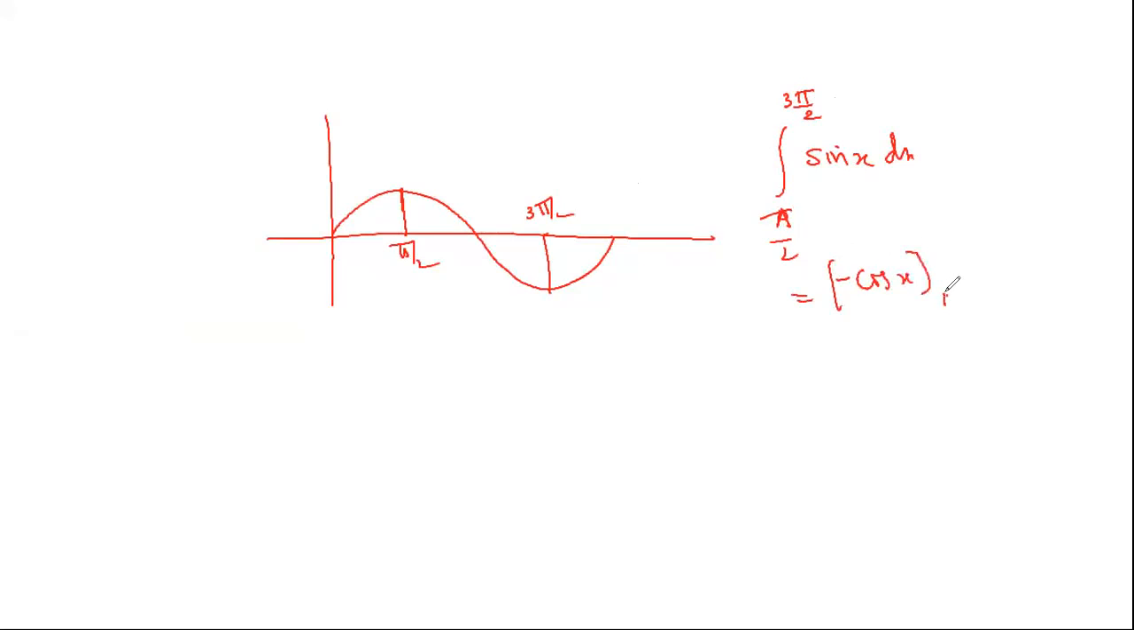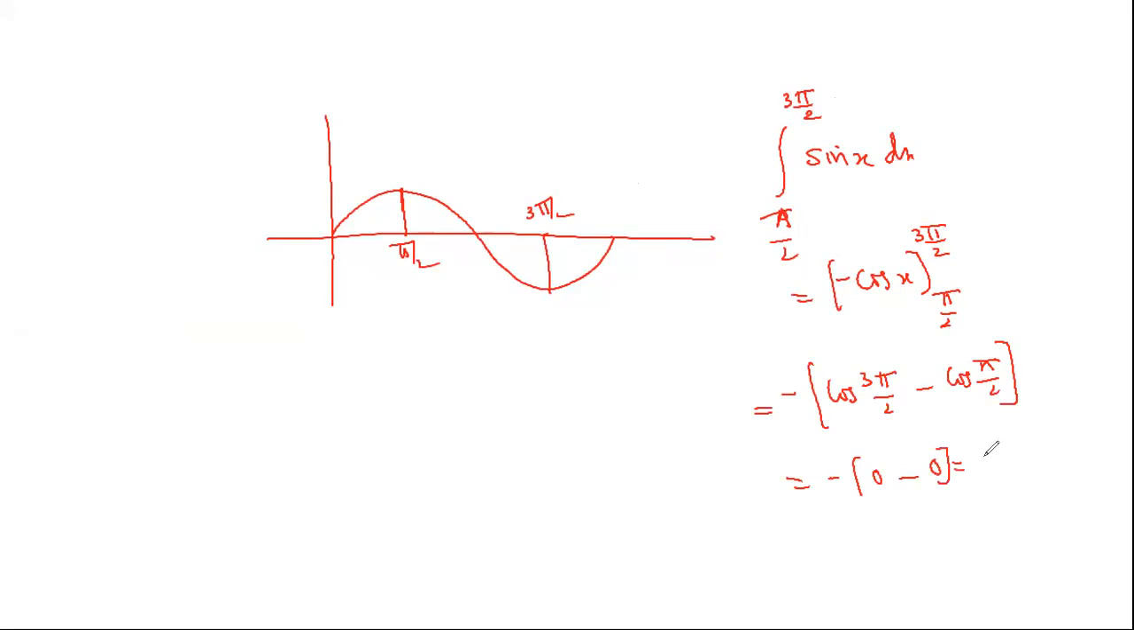Suppose sin x curve. I want to calculate the area from pi by 2 to 3 pi by 2. Integral pi by 2 to 3 pi by 2 of sin x dx. मैं direct integration कर रहा हूँ. It became minus cos x from pi by 2 to 3 pi by 2. That became minus cos 3 pi by 2 minus cos pi by 2. Both of them are zeros.